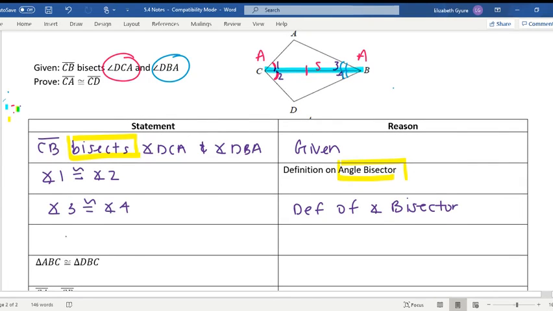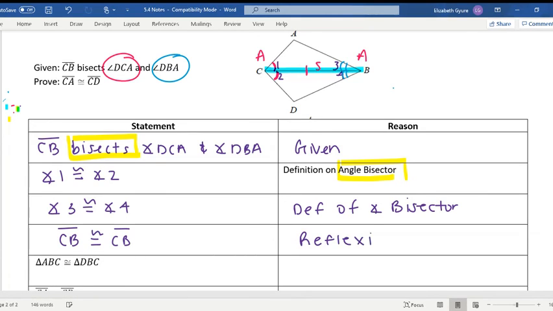Yep, exactly. Segment CB is congruent to segment CB. And again, remember to get that name, just take a look at either end of it. Those are your two endpoints. And that is the reflexive property. Good. Now, take a look. We can now say that the two triangles are congruent.